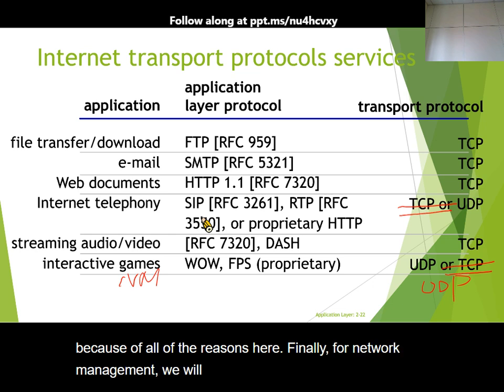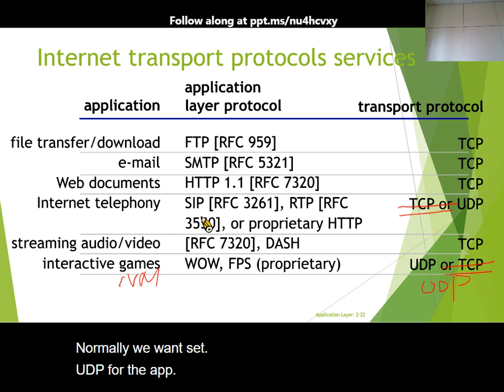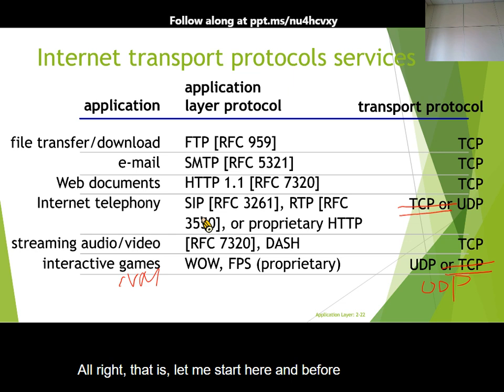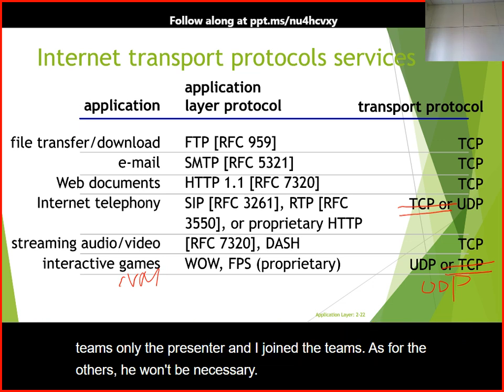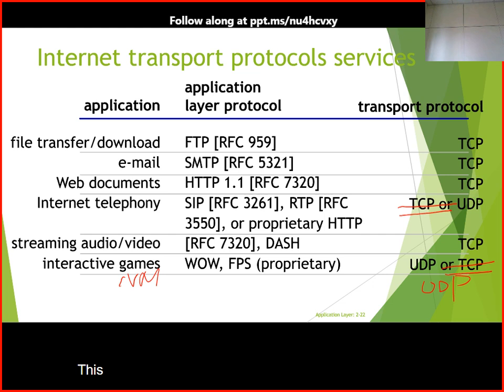All right, so that's it. Network management, normally we will set UDP for the app. All right, that's it. So let me stop here, and before we take a rest, any questions? If no, take a rest. Well, this is the mapping for service: if we have TCP and UDP only, how do we map them to the apps?